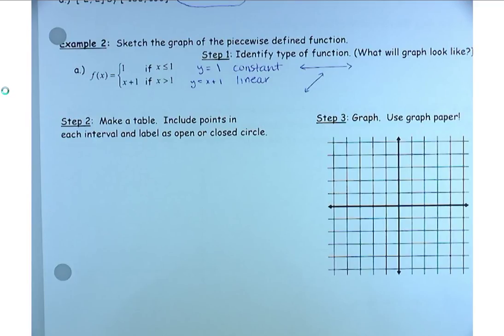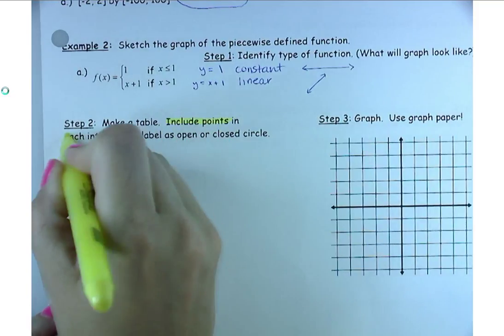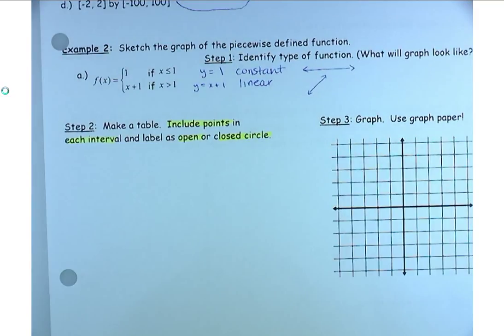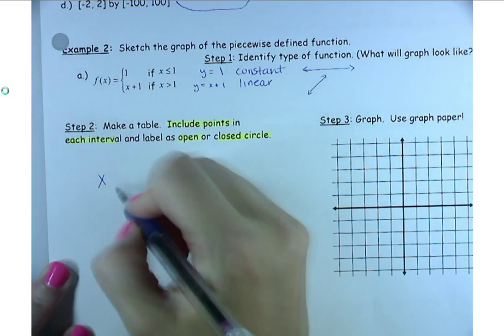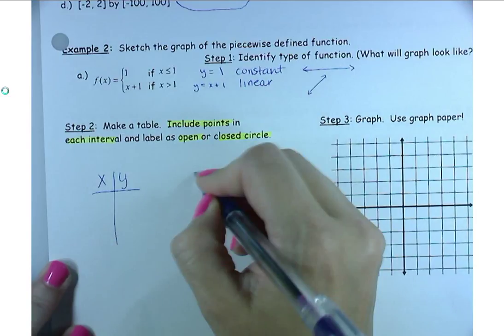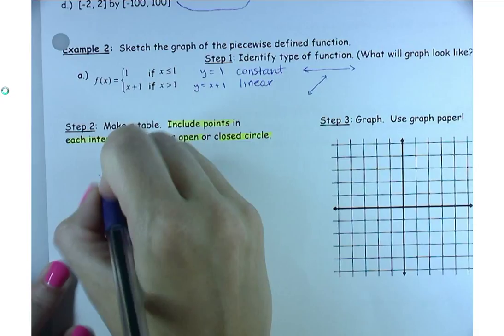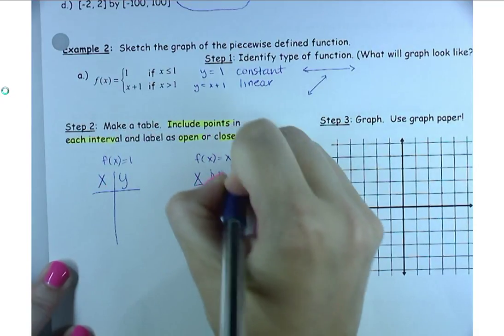Step 2, you're going to make a table. And then it says include points in each interval and mark as an open or closed circle. So you have to include the points in each interval, and we're going to mark as open or closed. I'm going to walk you through this first one, but I also want you to be thinking. Because I have two equations, I'm going to make two tables. One of my tables is going to be for f of x equals 1, or y equals 1. The other one's going to be for f of x equals x plus 1.